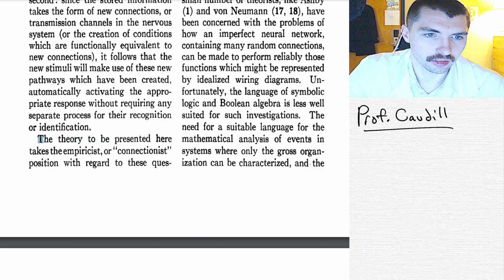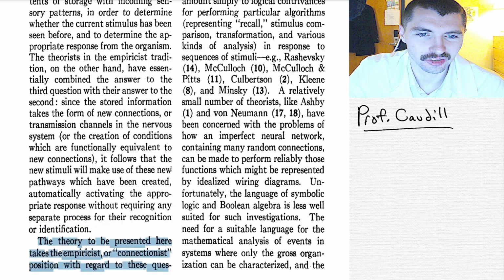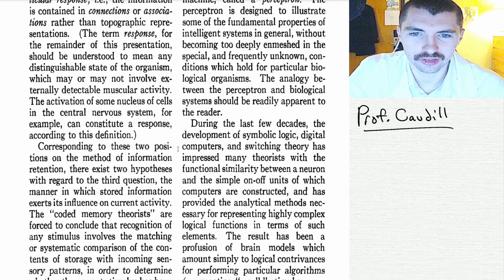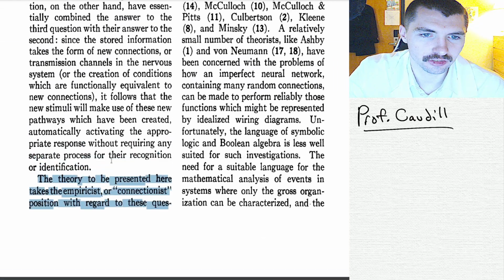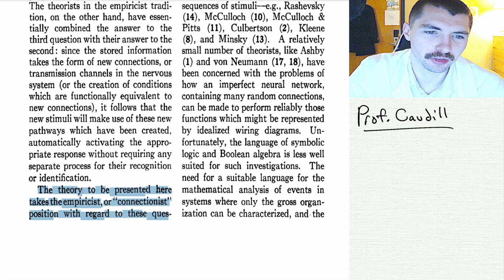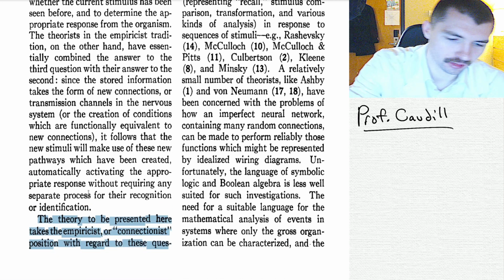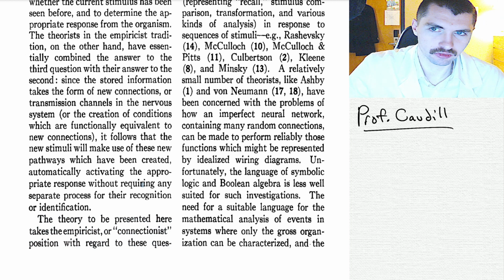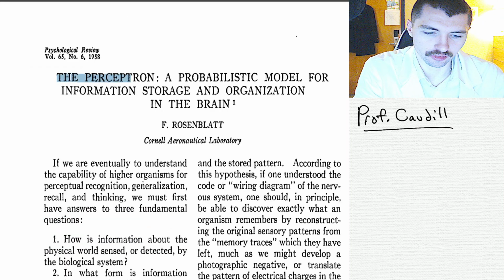Okay. So he explicitly says the theory that we use is a connectionist, or I say physicalist, to answer these questions. The questions are things like how is memory stored, what are the underlying things of cognition. It's like in the beginning of the paper. What else did I highlight? The perceptron, the actual design of the perceptron.